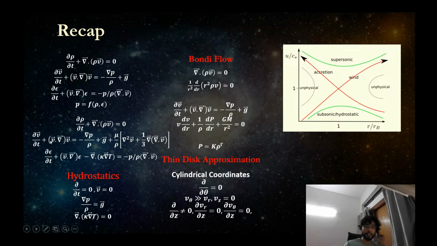So for example, v dot del v, what will be the radial component of this equation? What will be the azimuthal component of this equation? If you're trying to write this equation in spherical coordinates or in cylindrical coordinates, this equation will become very complicated.